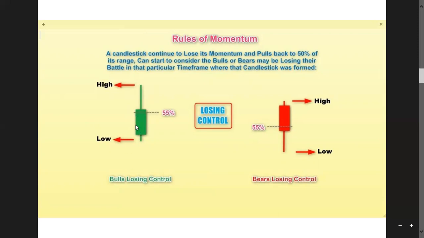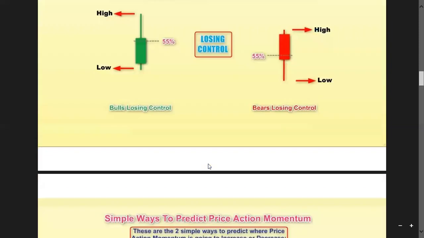Bulls always lose control from the upper side, and bears lose control from the downside. So that is a sign: if the body is shorter than the rejection, it means the momentum is now losing control. Okay, so that is the first sign.